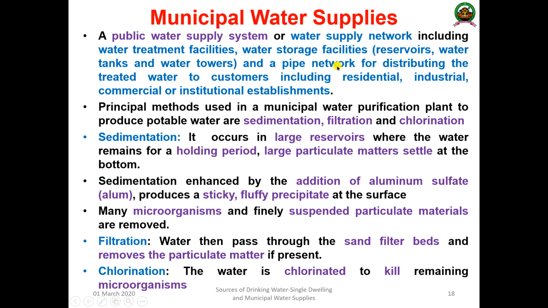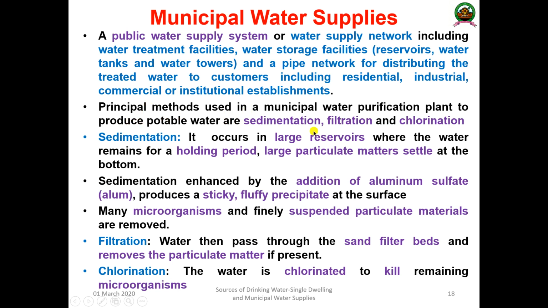That is known as municipal water supplies, which has water treatment facilities and water storage facilities such as the reservoir, water tanks and water tower, and the water is distributed through a network of pipes from the treatment site to the customers such as residents, industries, and commercial and institutional purposes.